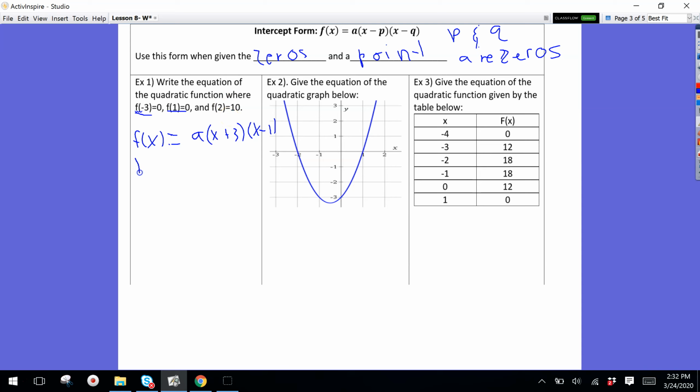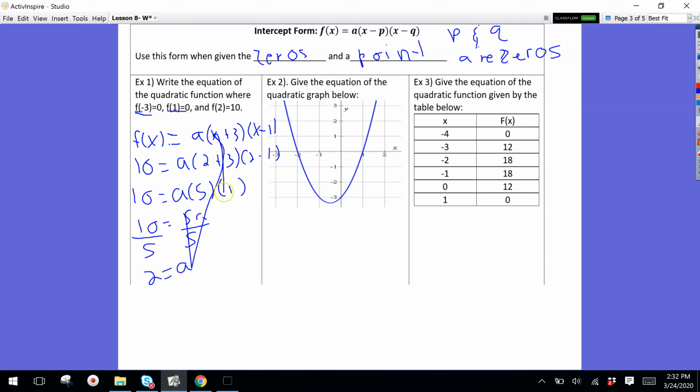So we would plug in a 10 here for f of x, because that's your output, and we would plug in a 2 where we would see an x. Okay, so first, order of operations, right? So we need to do my parentheses. So 2 plus 3 is 5, and 2 minus 1 is 1. If you multiply a times 5 times 1, you get 5a. You can divide this by 5, and we get that 2 is equal to a.